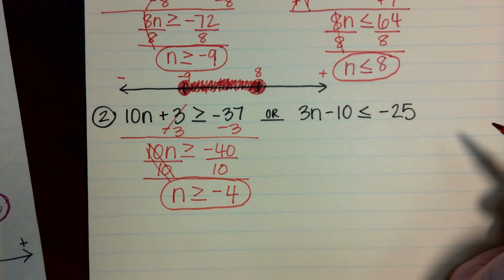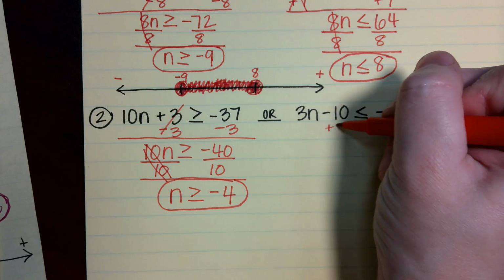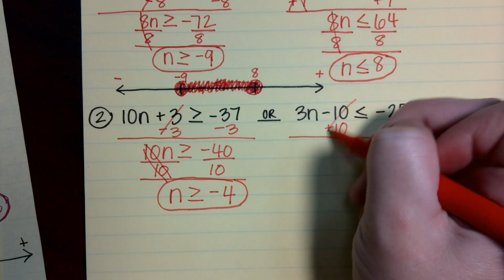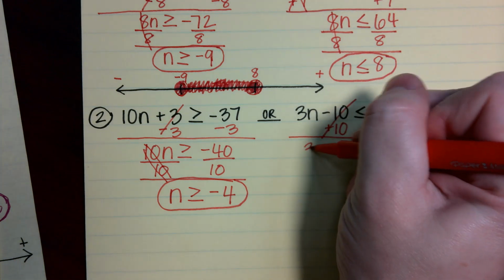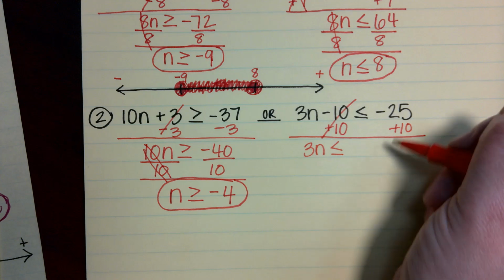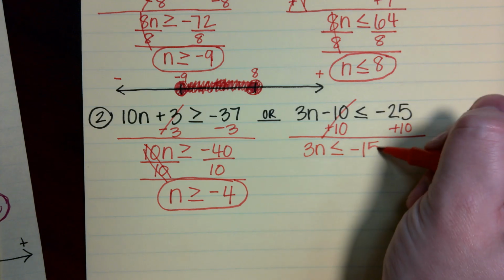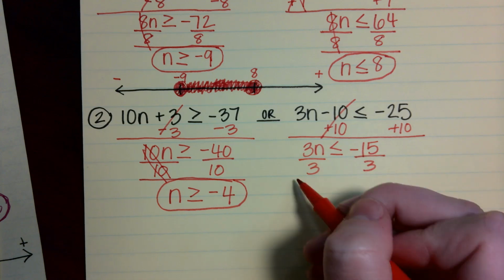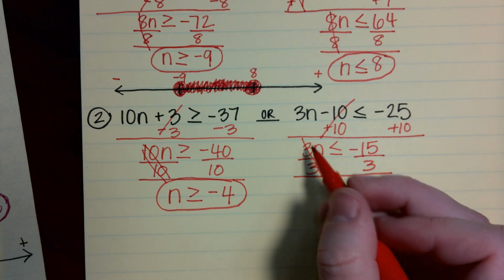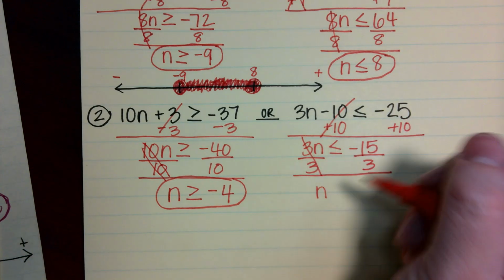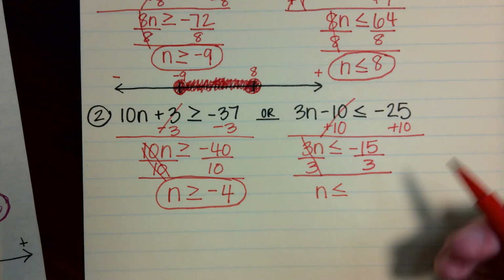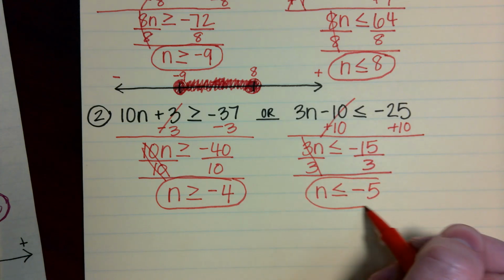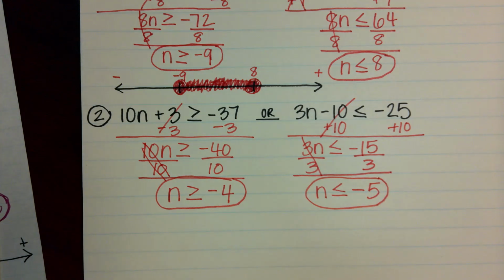We're going to go through this a little more quickly because I want to give you guys time for your exit ticket. We're going to add 10 on both sides. That leaves us with 3 times n is less than or equal to -15. Good job. We divide by 3 to get rid of the 3 times n. My 3's cancel out. I'm left with n is less than or equal to -15 divided by 3 is -5. Good. Okay, now here's where it gets tricky.